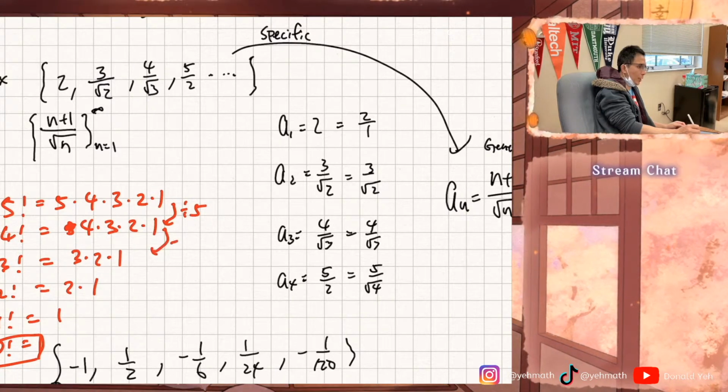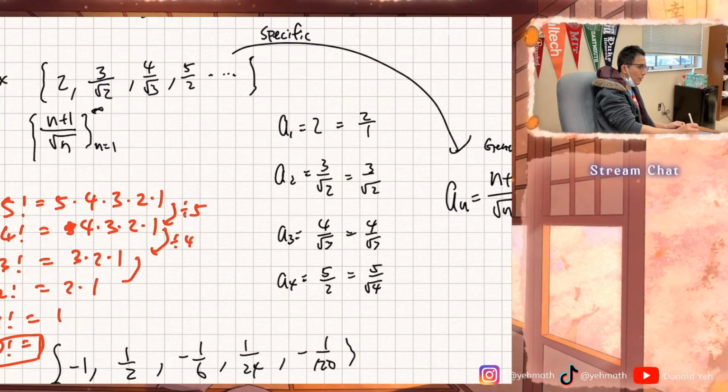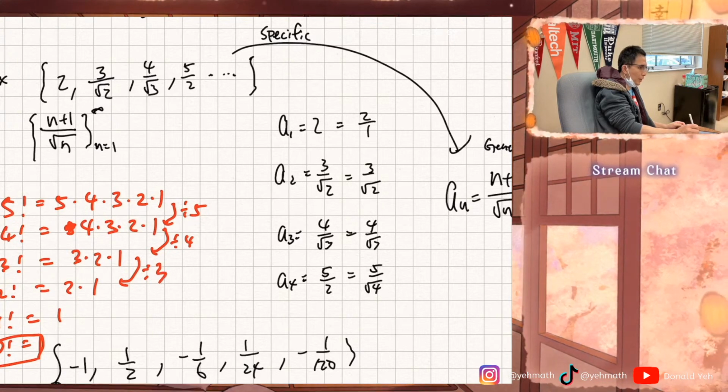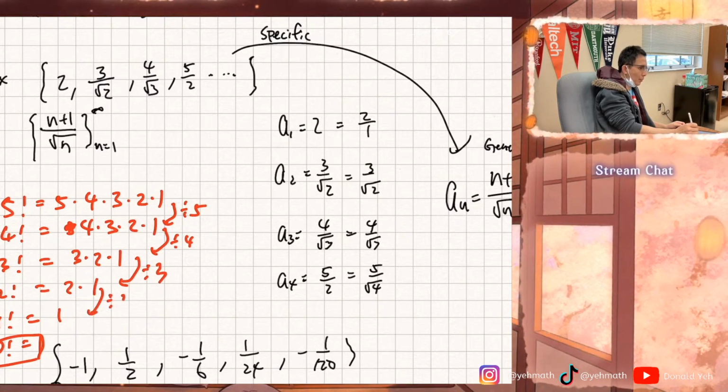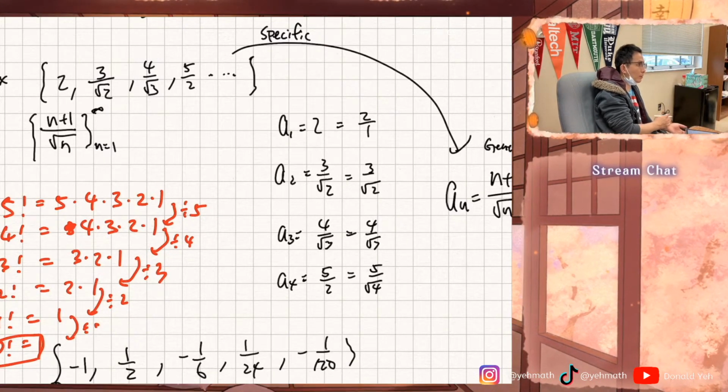And when I go down here, I divide it by 4. Does that make sense? And divided by 3, and divided by 2, and then divided by 1. So 1 divided by 1, still 1.